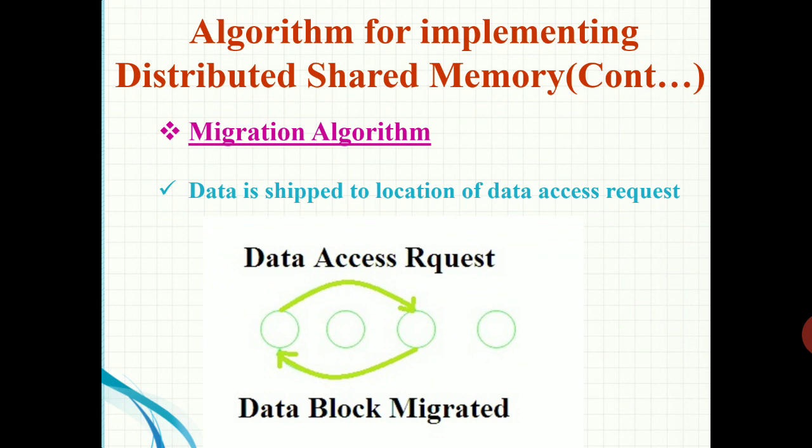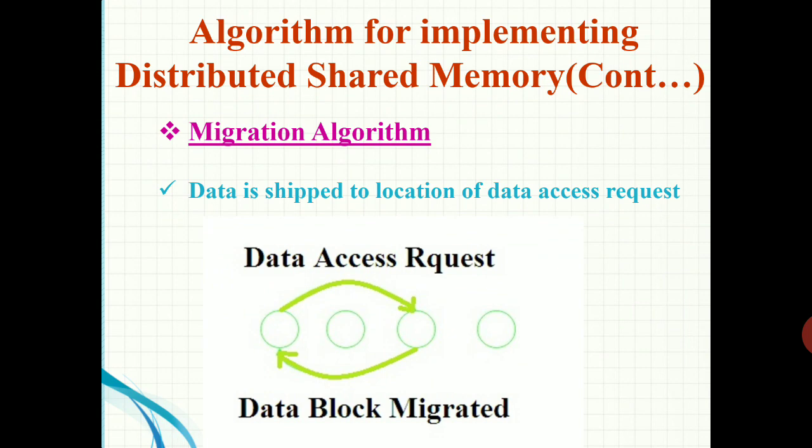In the migration algorithm, the data is shifted to the location of the data access request, which allows subsequent accesses to be performed locally. That is, when a particular request comes, along with that particular data, it is going to be shifted to the location of the data access request.